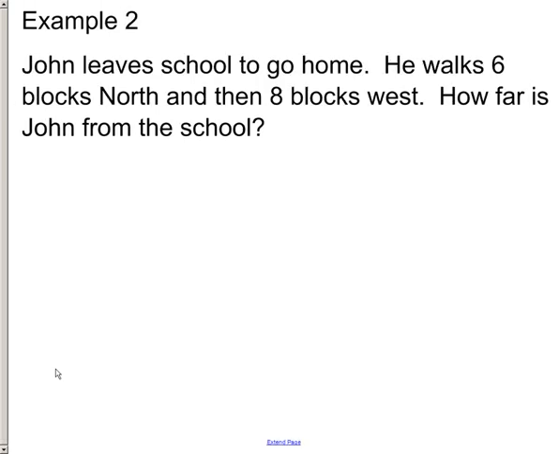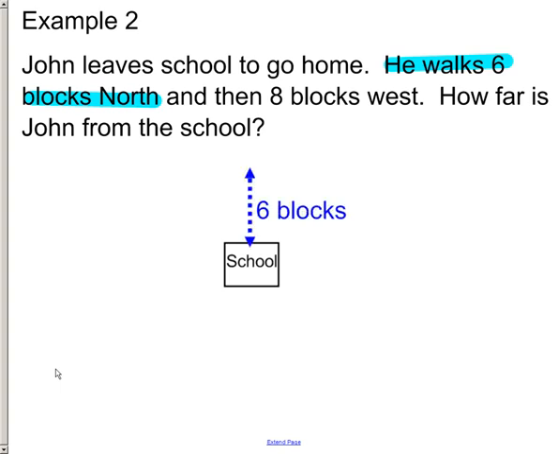Now, example 2, this is another one that they usually use directions. So John leaves school to go home. Do something to draw a school, maybe a square, or maybe just write the word school, or the letter S to represent it. And then it says John walks 6 blocks north. So we need to draw a line showing it's 6 blocks north. So we need to go above it, north. Then 8 blocks west, represent that.